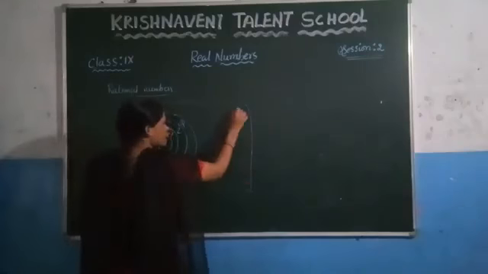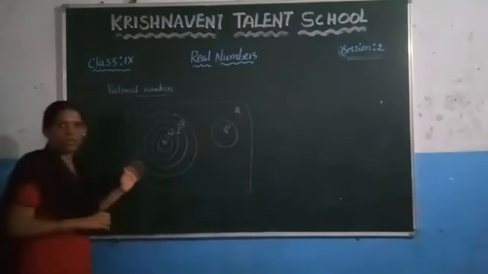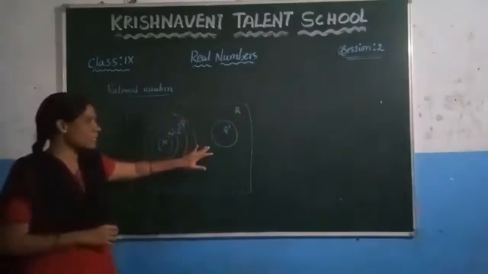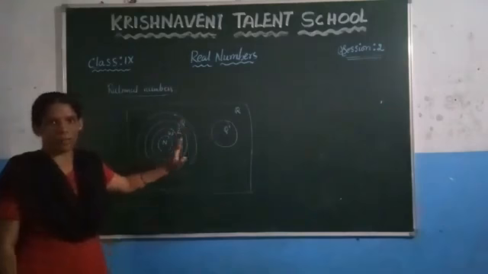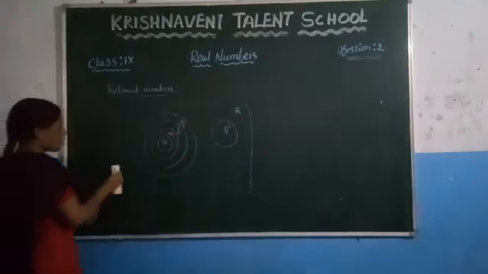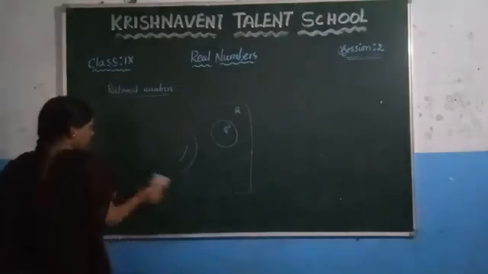Up to that we have discussed in the earlier class, and we also discussed the representation of rational numbers and irrational numbers on a number line. Now we are going to discuss a few properties of rational numbers in this class.